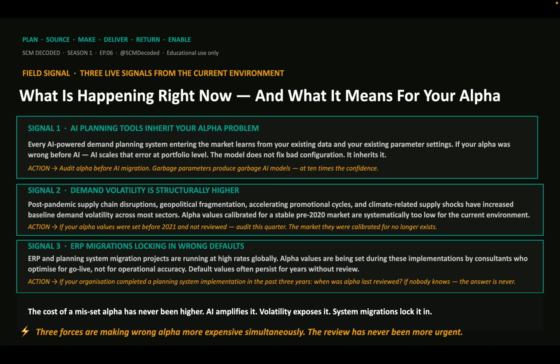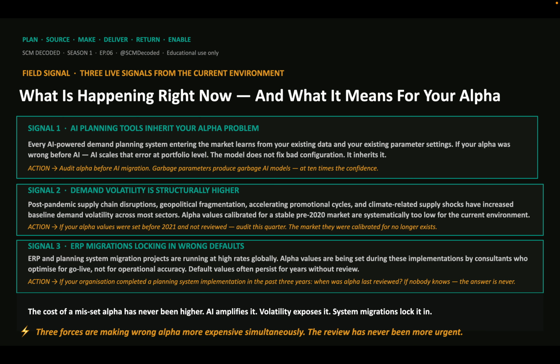Second, post-pandemic supply chain disruptions, geopolitical fragmentation, accelerating promotional cycles, as you know in these days, and climate-related supply shocks. Baseline demand volatility is structurally higher across most sectors right now. Alpha values calibrated for a stable pre-2020 market are systematically too low for the current environment.